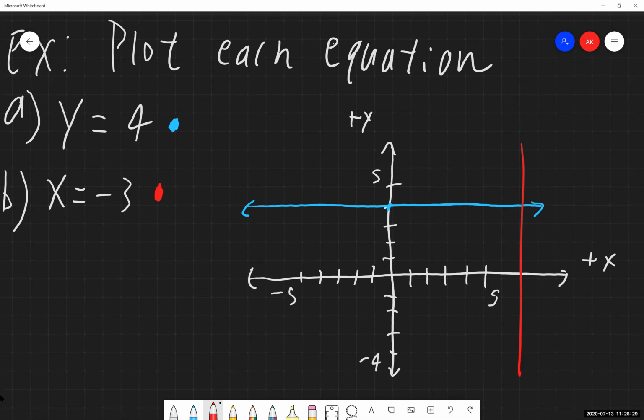We're told, okay, so what is the x value always going to be? The x value is always going to be -3. So I need to find where is -3 on my x-axis. That's right here. And then right there is where I'm going to plot my vertical line. Oops, that's part of it. And there we have our vertical line.